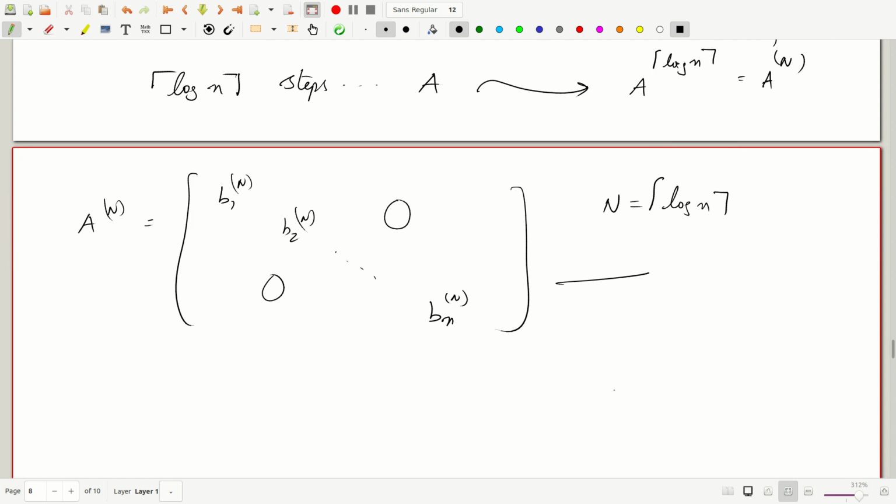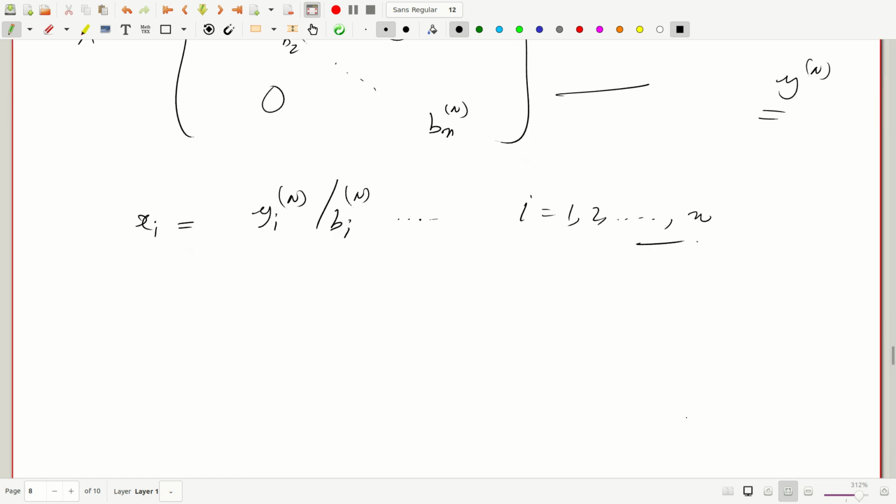Now once you have A^N and you also have a new y^N, how would you calculate x? The calculation of x is super easy, because you can calculate x_i equals y_i^N by b_i^N. That's all. You just have to divide the right hand side vector with the corresponding diagonal element and then calculate. This is valid for i equals 1, 2, all the way to n. Alright, so fortunately we were able to complete this whole exercise in one class.